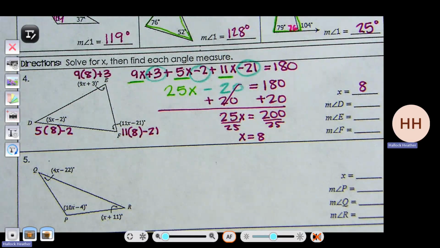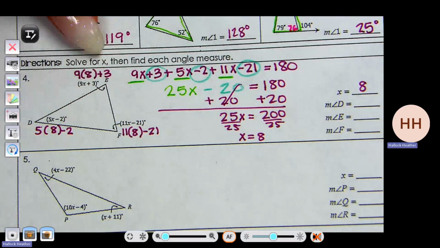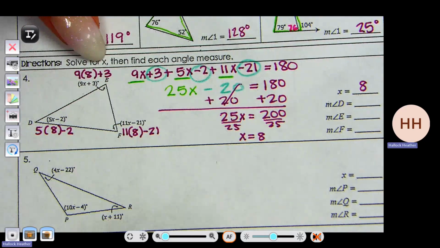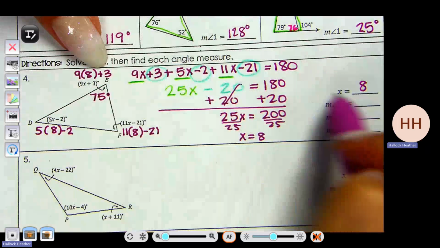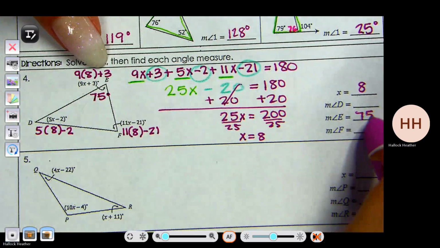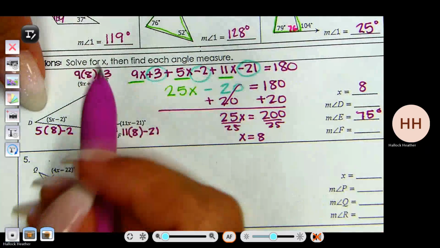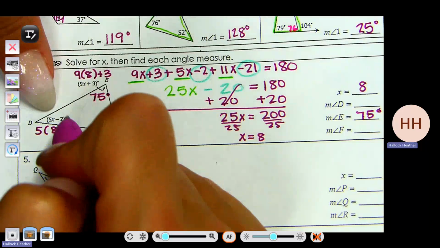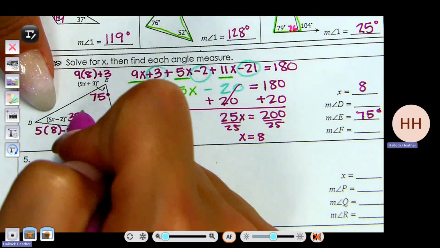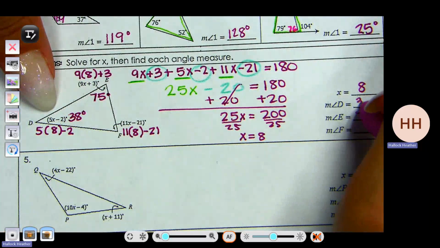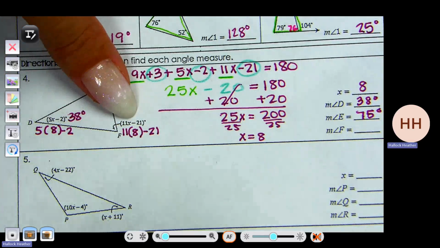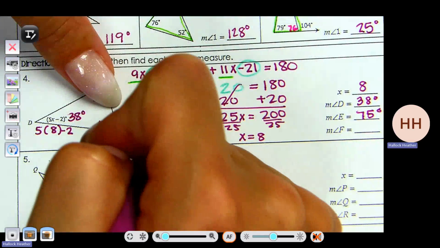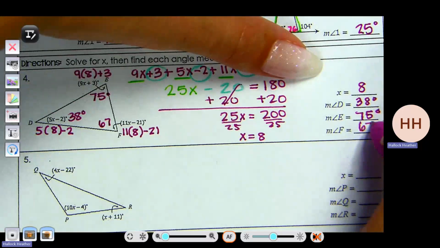So what do we get for the top angle E? 75. 75 degrees. Nice. So E is 75. What about D? 38. Good job. The last one is what? 67. Wow. It's actually 67.